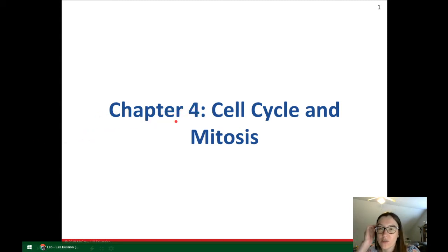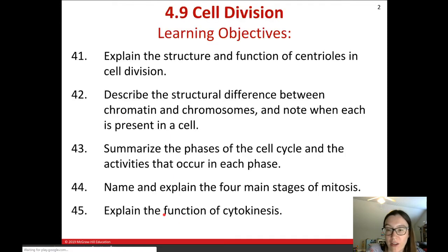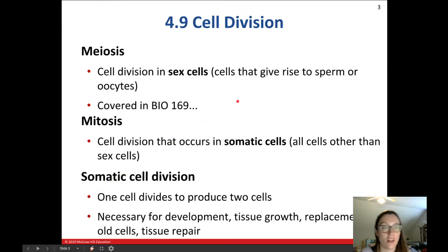So we're going on to this next part of the lab, which is going to be talking about cell cycle and mitosis. As you can see, we got this from chapter 4 in the book. We should already have learned about all the organelles in the cell last time in lab, and today we're going to be talking about cell division as well as the cell cycle.